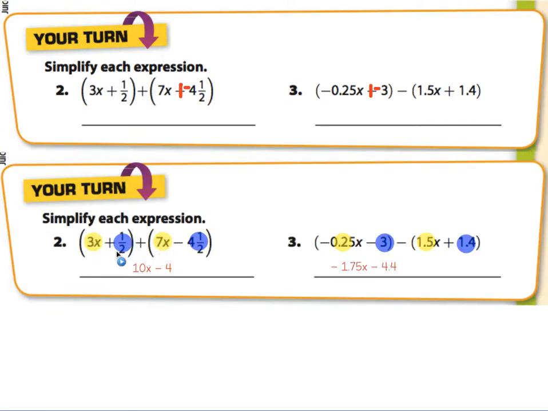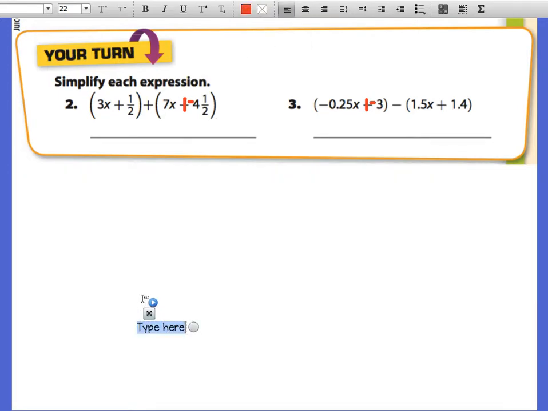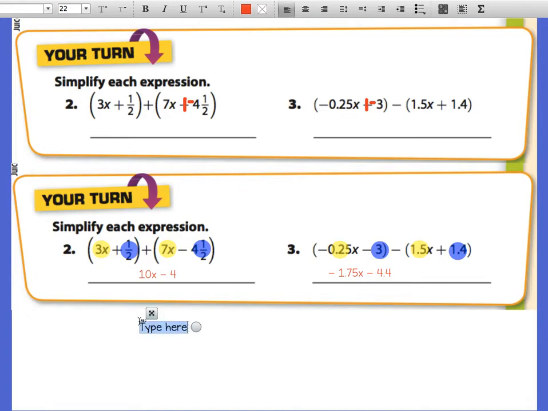So 3x and 7x both are like terms because they both have x's, and you can add them. They're both positive, so you can just add them together and you get 10x. And a negative 4.5 plus a positive half will leave you with a negative 4. So you could have written this in two ways. You could have written this as 10x. I apologize, that keeps disappearing. There we go. 10x minus 4, or 10x plus a negative 4. But I want you to get used to writing the plus a negative as subtraction.